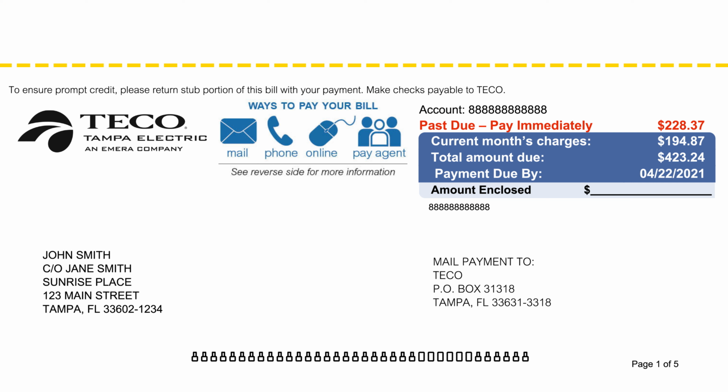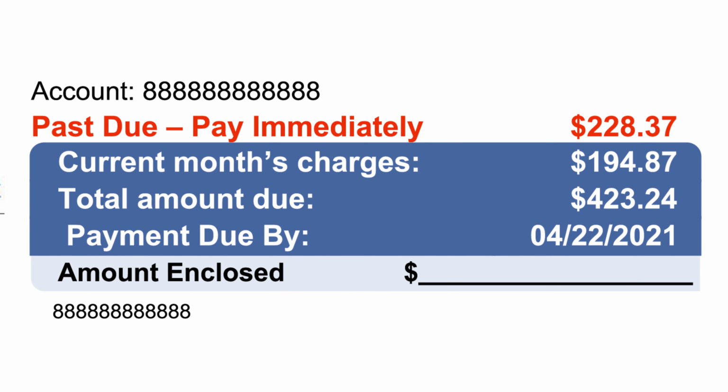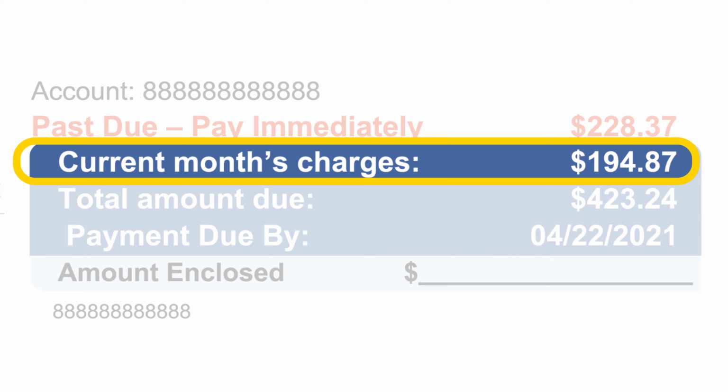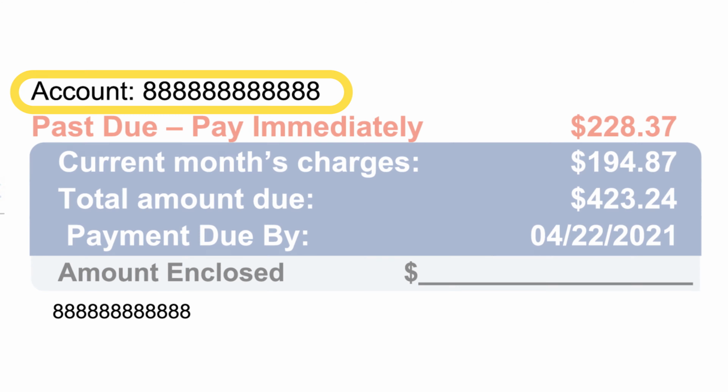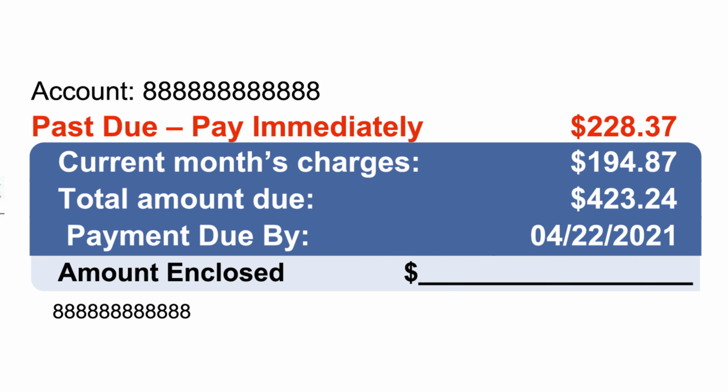Here's the payment stub. If you mail us your payment, you'll need to include this with your check or money order. Never send cash in the mail. Like the blue box at the top of your bill, your current charges and any past due balance are shown here along with the due date and your account number. The due date displayed is for your current month's charges.